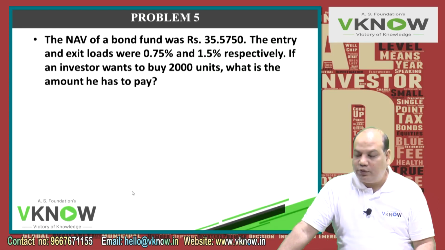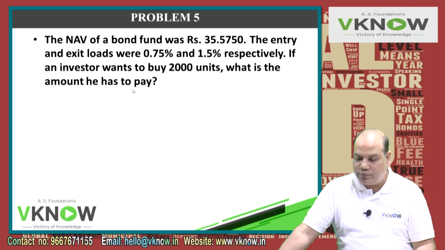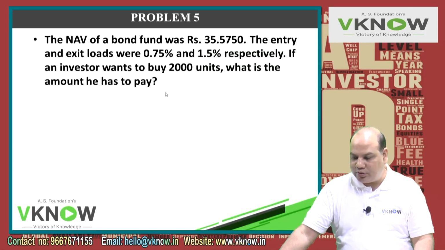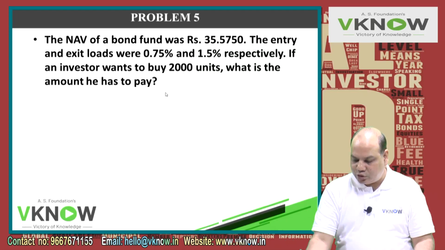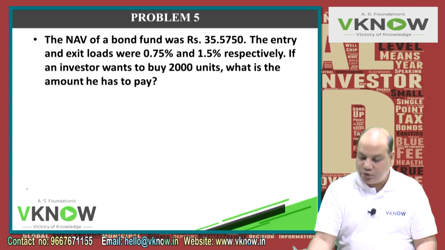The NAV of a bond fund was 35.5750. The entry and exit load were 0.75% and 1.5% respectively. If the investor wants to buy 2000 units, what is the amount he has to pay? If the investor wants to buy, mutual fund would sell him the units.